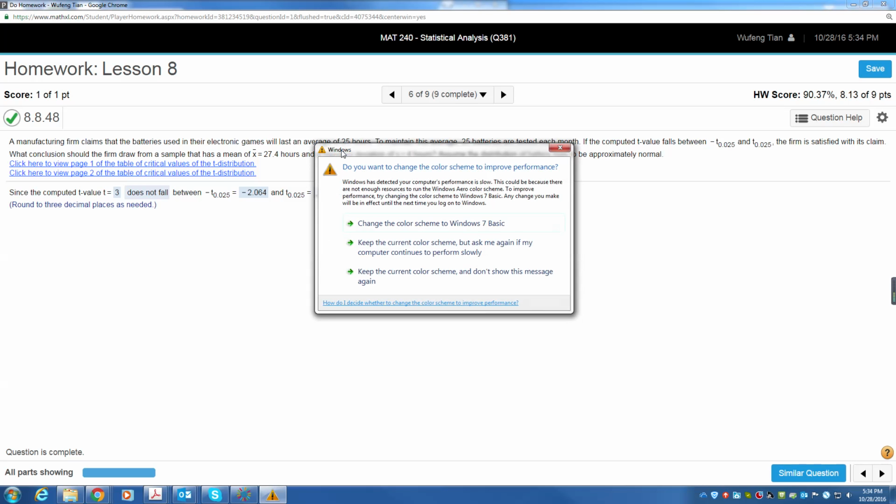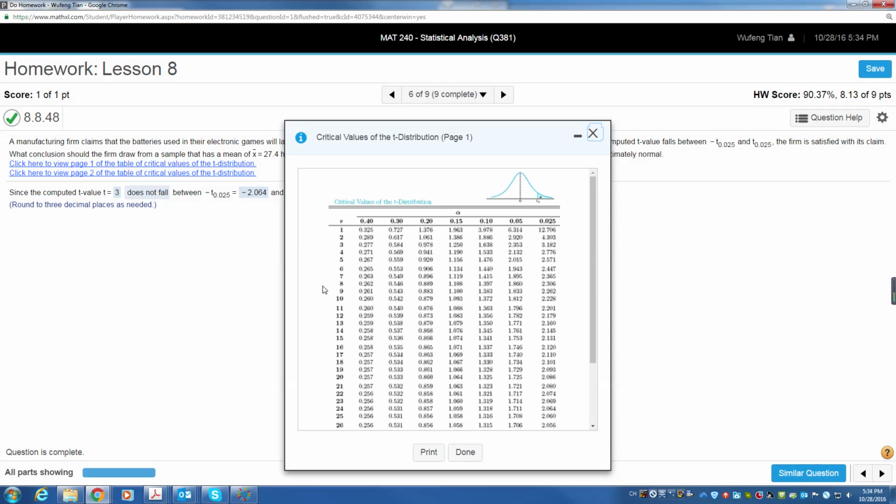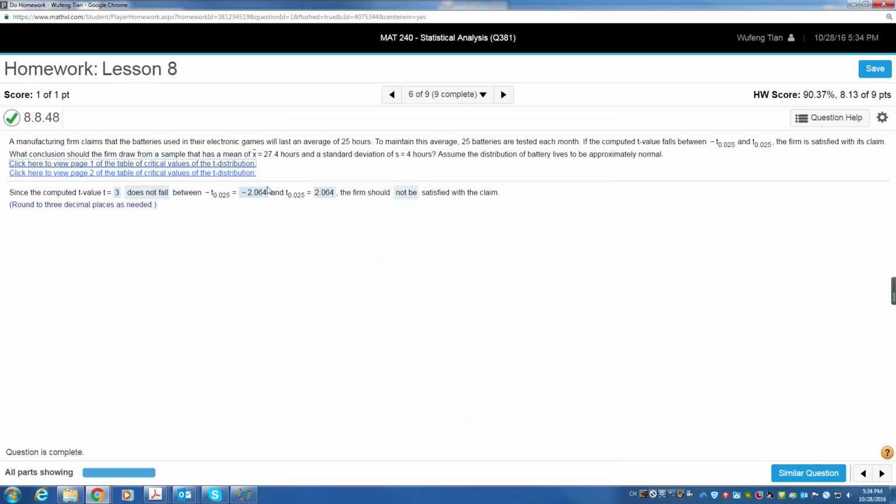Use the t formula in the textbook: x bar minus mu over s over square root of n. Everything is given, just use that formula. Find the t value, and then you can use the table to find these two t values. This t value is not between these two values, so the claim is not satisfied.